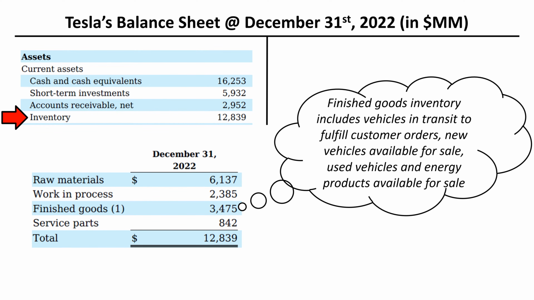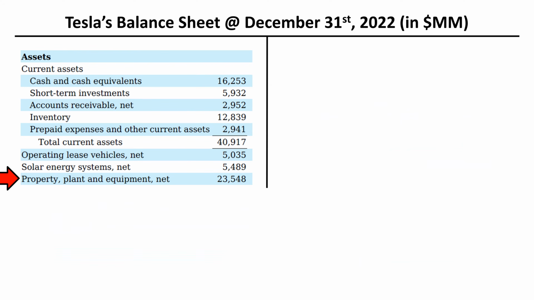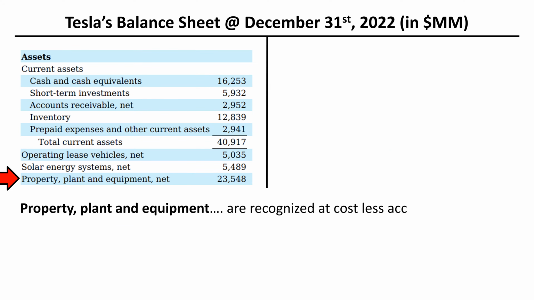Now here's the big one on the asset side of the balance sheet. $23.5 billion of property, plant and equipment, also known as fixed assets. We are looking at the net book value here, what was spent to purchase the assets, less accumulated depreciation. How much did Tesla originally pay for its property, plant and equipment, and how much has been depreciated so far?